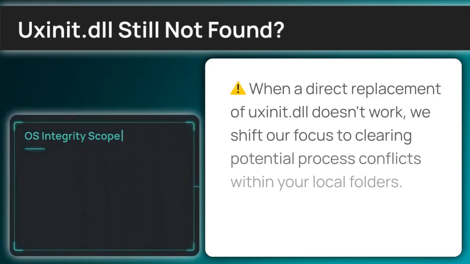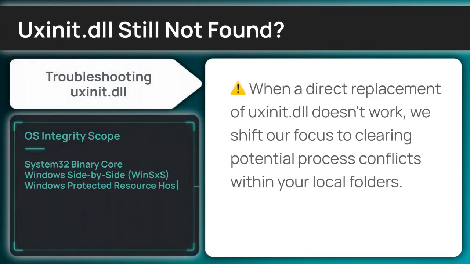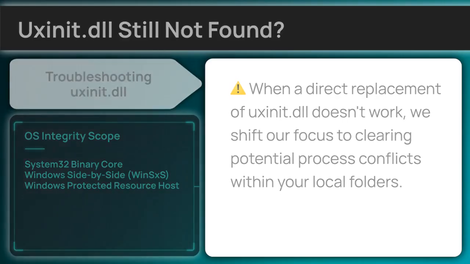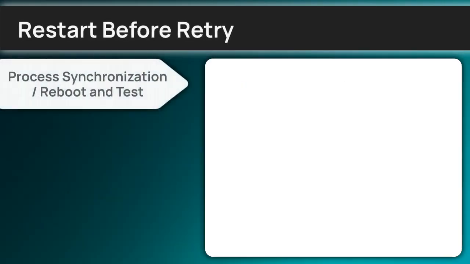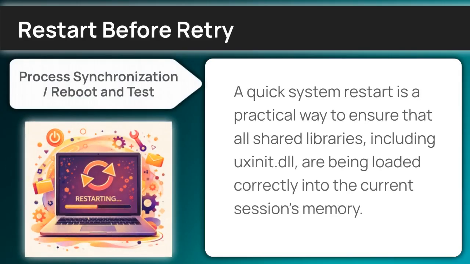In cases where the official installer remains ineffective, we must escalate to a manual review of your system's active runtime state. A system reboot is a reliable way to clear away zombie processes that might be interfering with Uxinit Library. It's a low-impact step that ensures your operating system is starting with a synchronized environment.